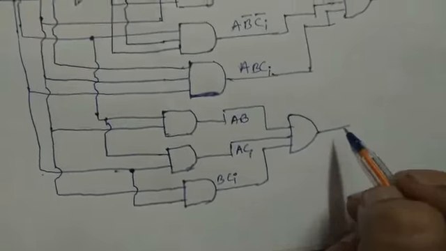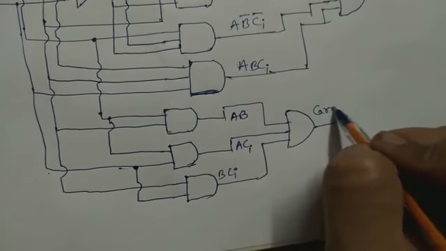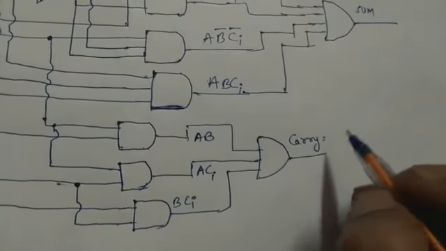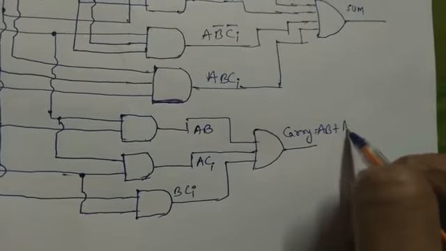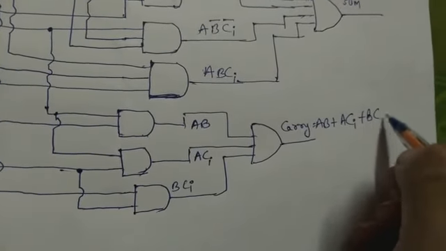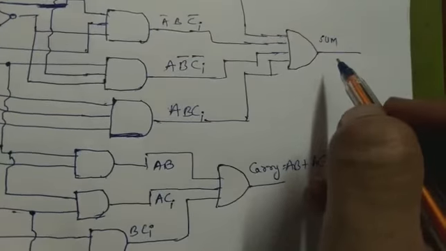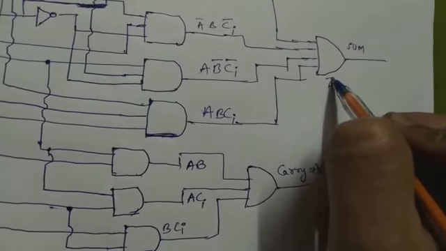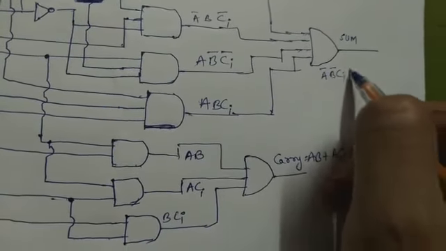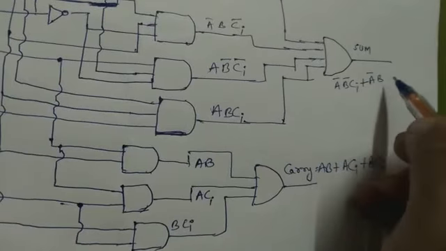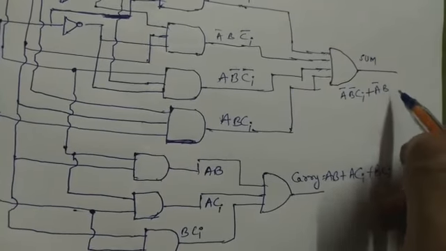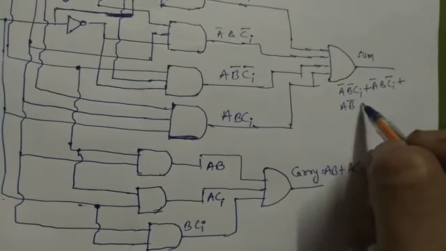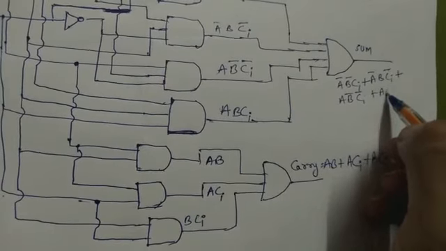And this is our equation for the carry, which equals AB plus AC plus BC, and here you have sum equal to A bar B bar CI plus A bar B CI complement plus A B bar CI complement plus A B CI.